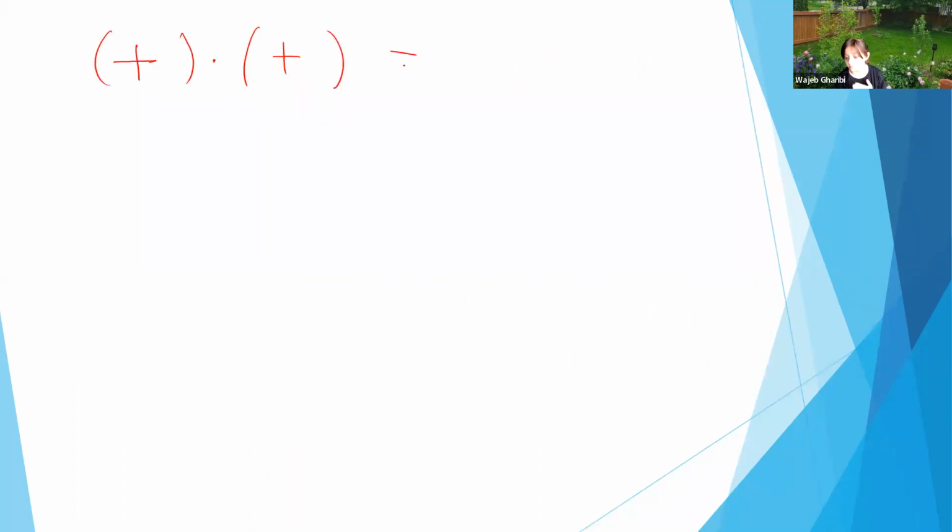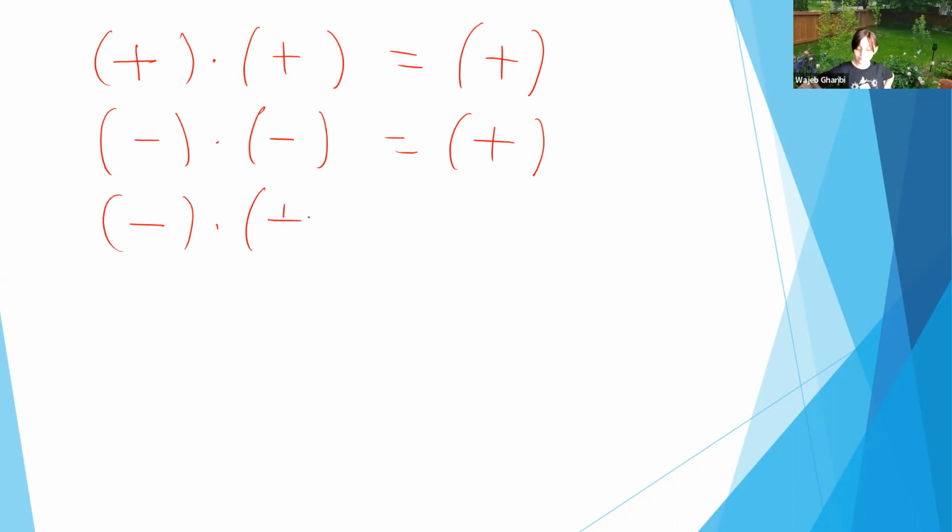And now I'm going to show you something. If we have positive times positive, is it positive or negative? Positive times positive is positive. How about negative times negative? It's also positive. How about negative times positive? Negative. You are right. So positive times positive is positive, negative times negative is positive, and negative times positive is negative.